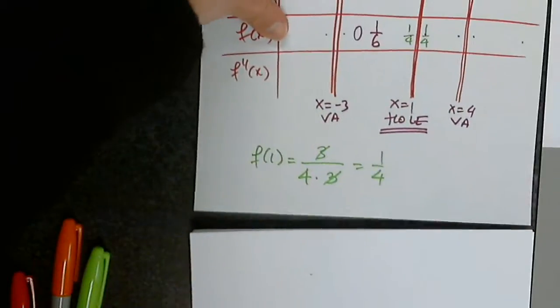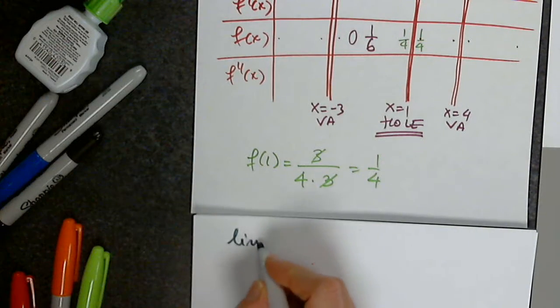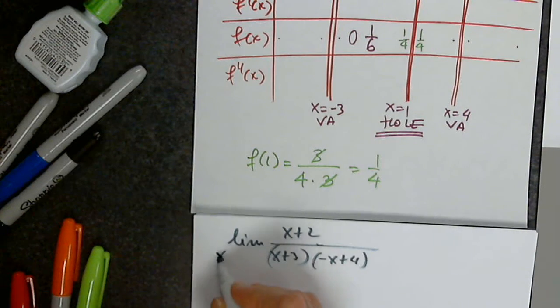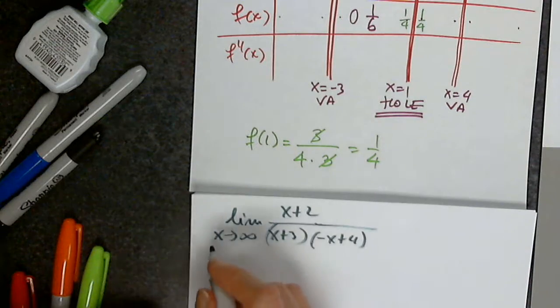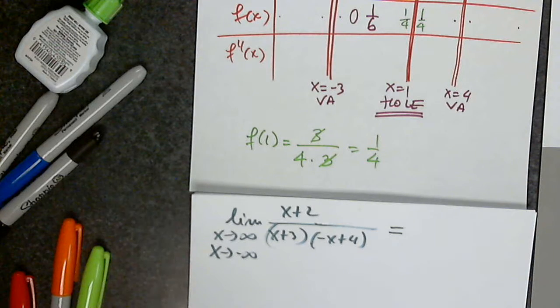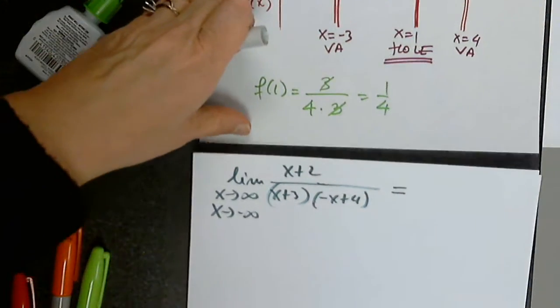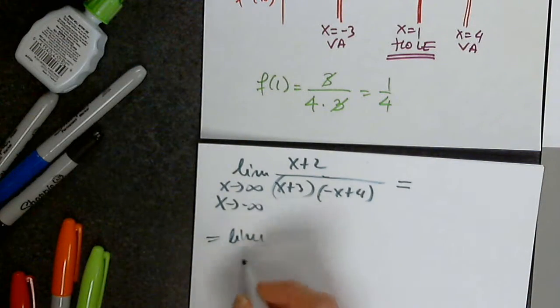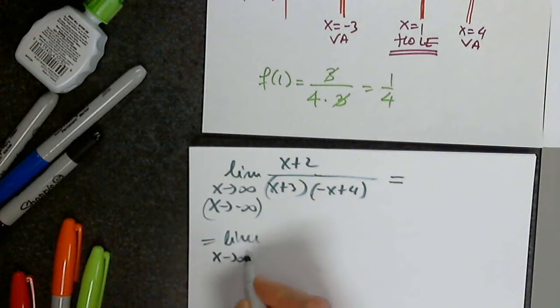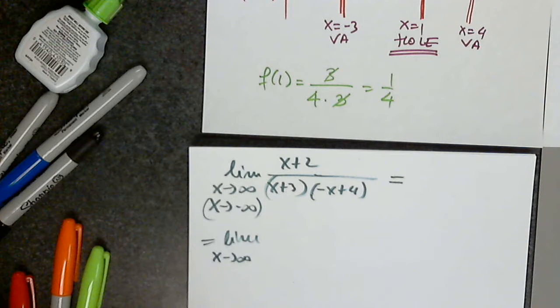We know the answer, but I still have to write it. So the limit of x plus 2 over x plus 3 times negative x plus 4 as x approaches infinity, and then as x approaches negative infinity. What is the answer? Okay, let's say we don't remember. That's fine. So then limit. I cannot show both, but it's not going to make any difference. That's why I want to put them together. Infinity should be negative infinity. Negative infinity should be negative. No, you'll see in a moment why.